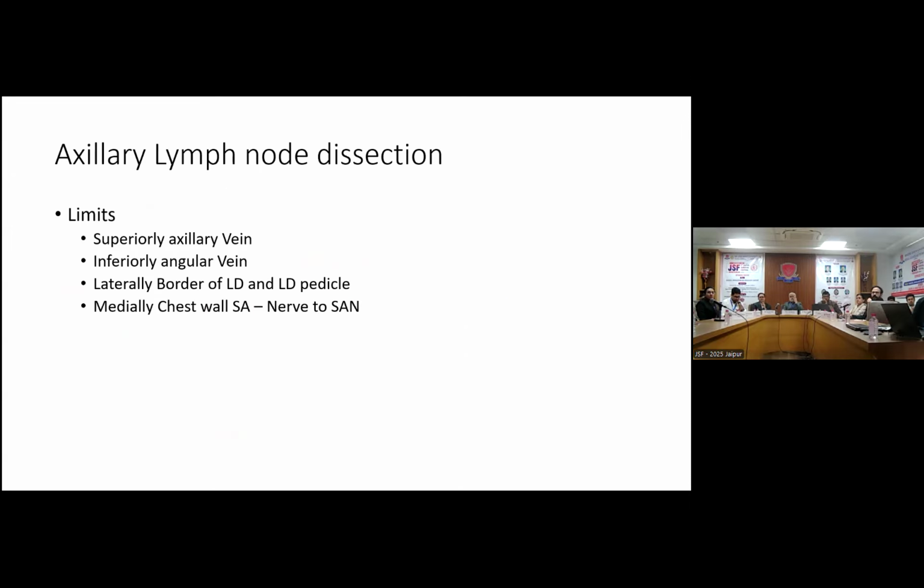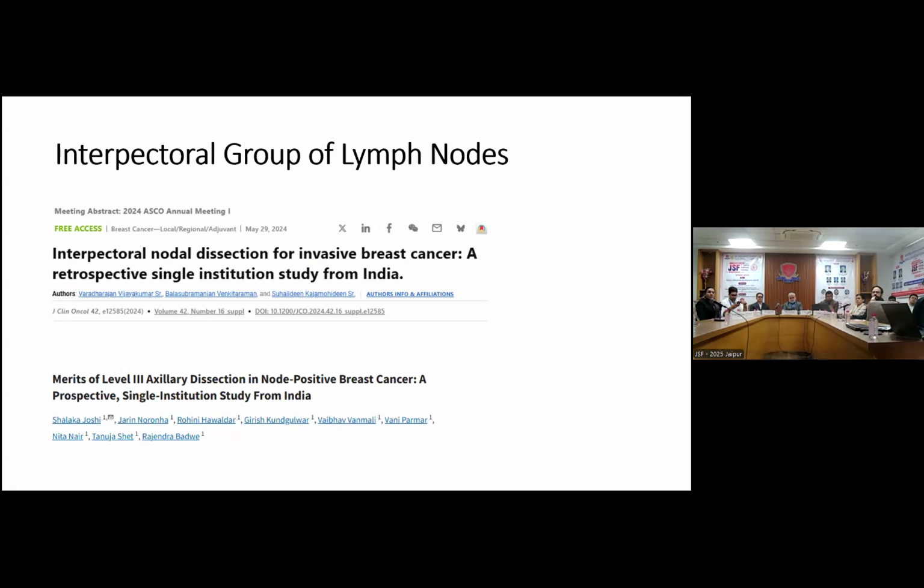So the standard axillary lymph node dissection: we have superiorly the axillary vein, inferiorly the axillary vein, laterally the lateral border of the LD and the LD pedicle, and medially the chest wall up to the SA. So do we resect the interpectoral group of lymph nodes? Yes, most of us do.